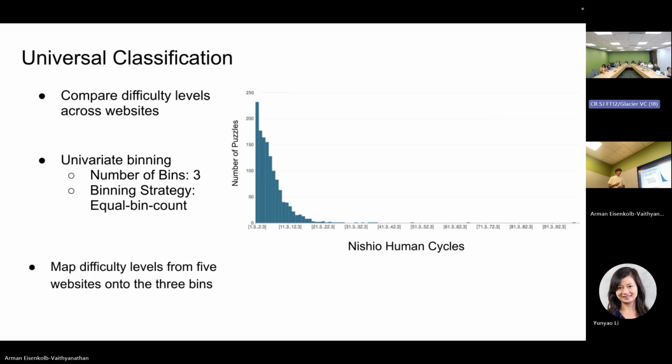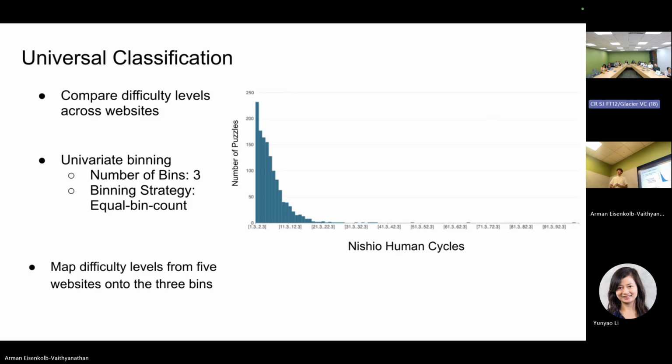So to create this universal classification, we consider the entire Sudoku puzzle dataset, ignoring the difficulty levels that each puzzle is from and the website that each puzzle is from. Then we run a univariate binning algorithm on that entire data set that bins the Sudoku puzzles into some number of bins and defines a range for each bin. We have 2 choices to make when running the binning algorithm. The first is the number of bins, and the second is the binning strategy.